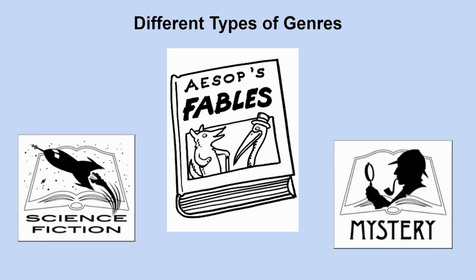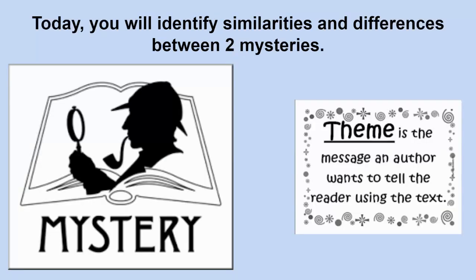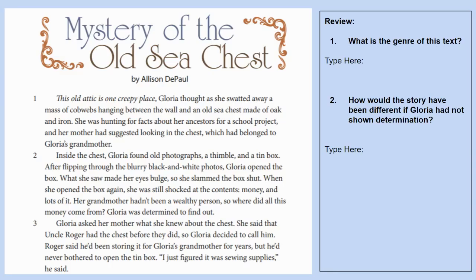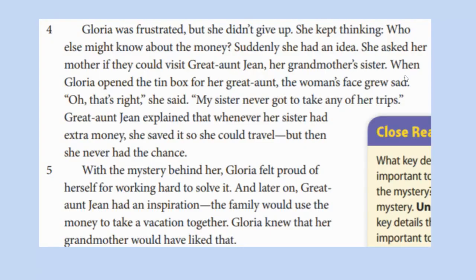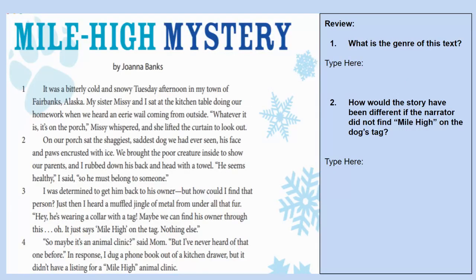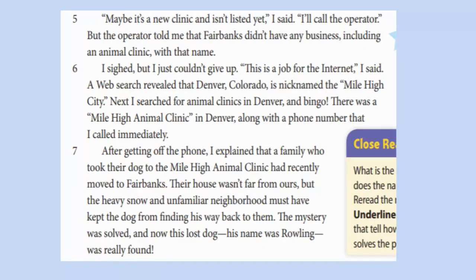Today we're going to pick back up with our two mysteries that we began working with yesterday. Today, we're going to continue to identify the similarities between the two mysteries, as well as the differences between the two mysteries. You're going to start by reviewing your two stories. As you read through your two stories, you're going to complete two review questions off to the side. So you'll do that for your first mystery, and you'll continue to do that again for the second mystery.